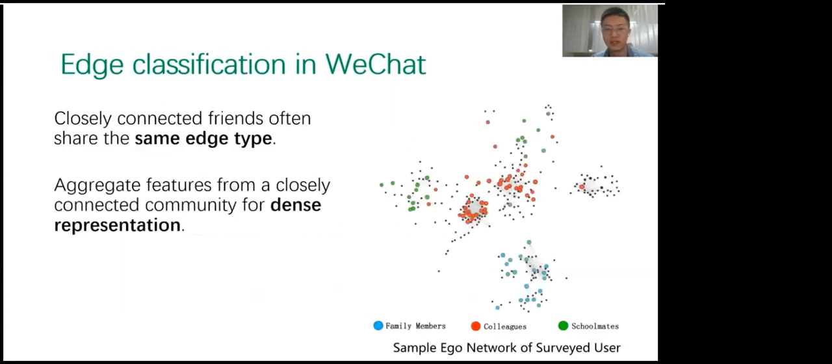In order to overcome the difficulties, we have taken a look at the ego network of a surveyed user. In this ego network, shown in the picture on the right-hand side, we have labeled the friends that are of different social types. As we can see, users who are connected with each other closely are often of the same social type. This motivates us to think we can actually aggregate users from a closely connected community in order to generate dense representations for this community.